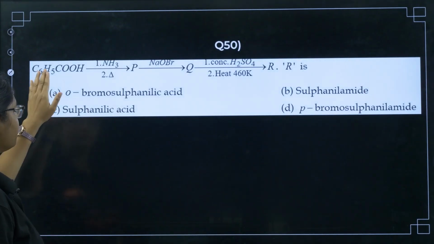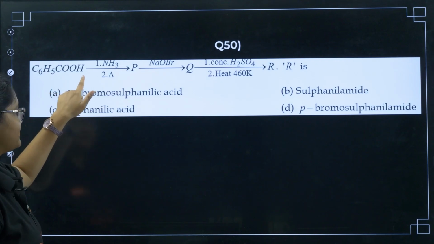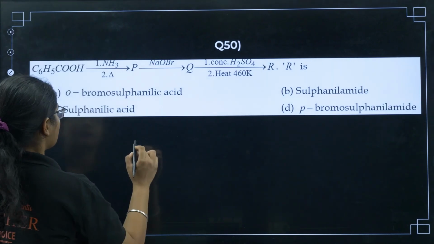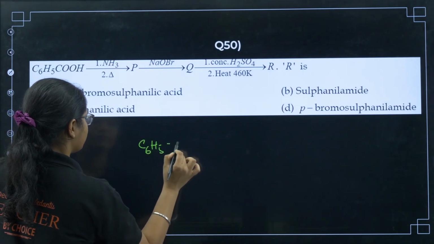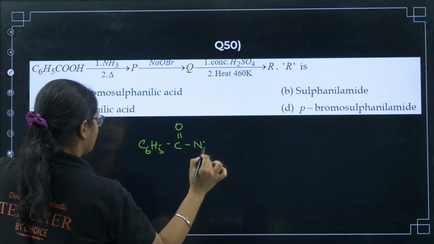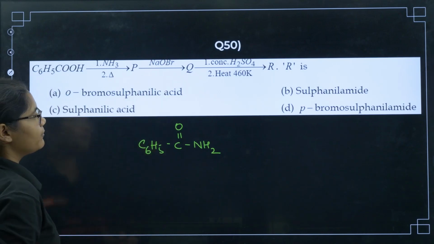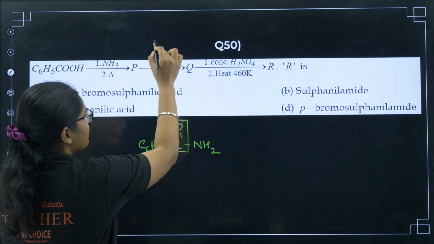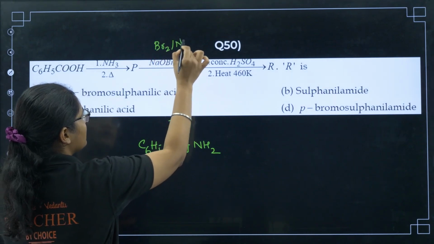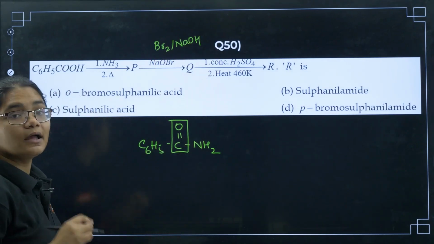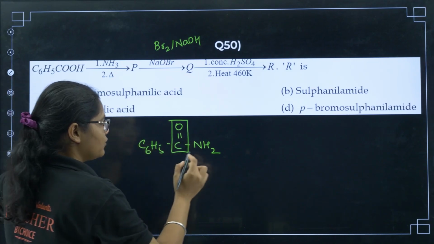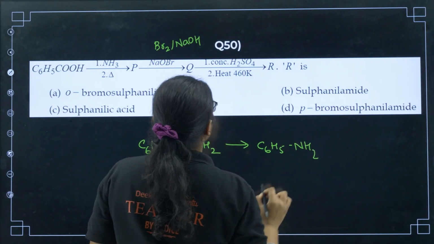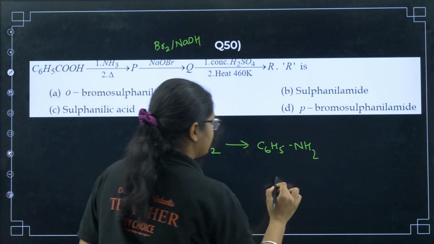Next we have another question. C6H5COH with ammonia and heating will give you an amide. So what will be P here? P will be C6H5 double bond O NH2. Next NaOBr, this is your Hofmann bromamide degradation, so this group will go out. NaOBr is what? We are getting this from Br2 and NaOH. In Hofmann bromamide degradation, this CO group will go and I will get C6H5NH2. Then I have got aniline here, right?